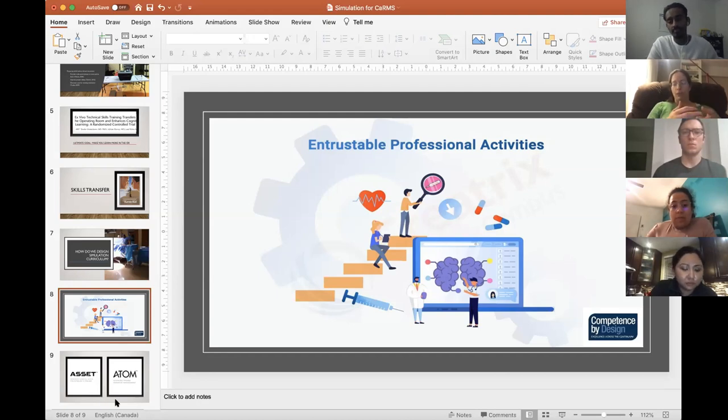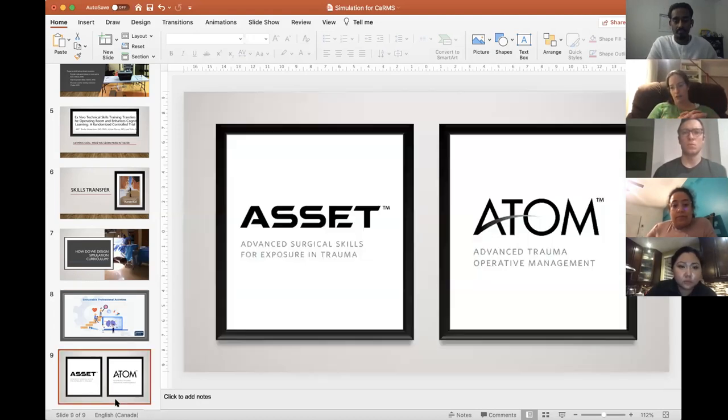Then we decided to supplement the trauma exposure with two programs of simulation that I was talking about earlier. So ATOM and ASSET, which are just different things. So yeah, that's it.